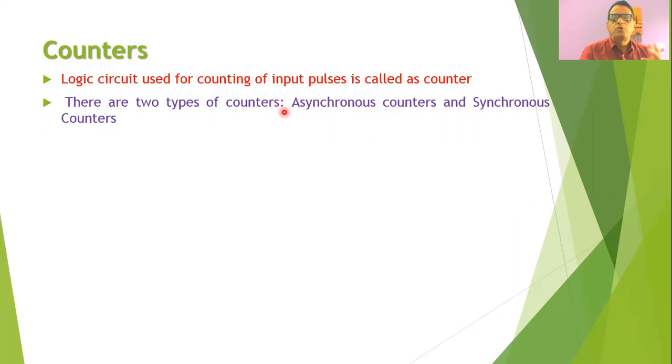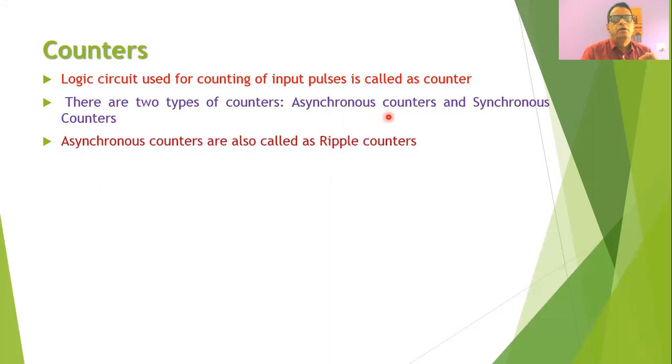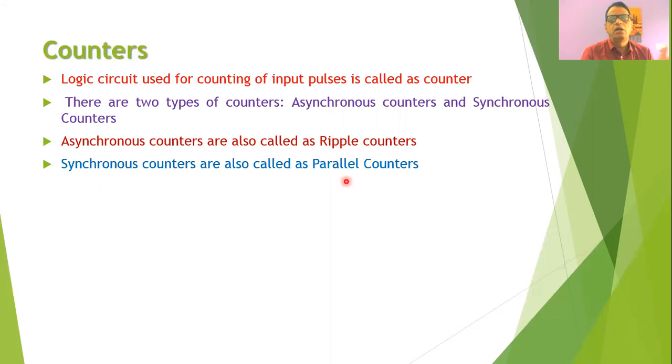There are two types of counters. The first is called an asynchronous counter, and the other is called a synchronous counter. In an asynchronous counter, the clock pulse is applied only to one flip-flop, and the output of the previous flip-flop will drive the clock of the next flip-flop. In a synchronous counter, the clock pulse is simultaneously applied to all the flip-flops. Asynchronous counters are also called ripple counters, or many times serial counters. And synchronous counters are called parallel counters.